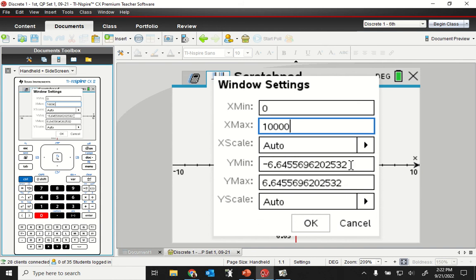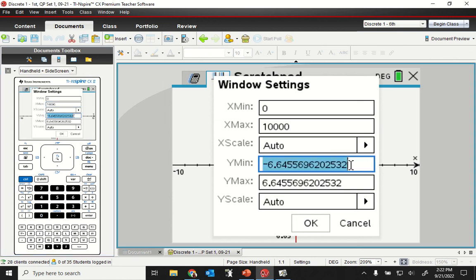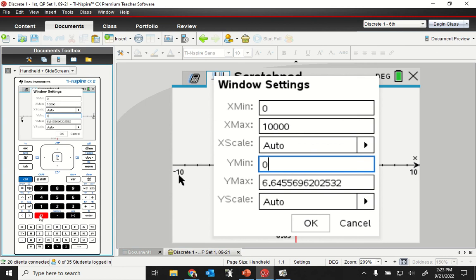Now, Y min, the Y minimum. 0, right? Because I'm already starting with $500,000 that I owe. It's my initial cost. And max. Remember, this is the money. So if I'm already at 500,000 and I'm going to have to sell a whole bunch, put it up to like 2 million. Let's see if that works. Let's try 2 million.